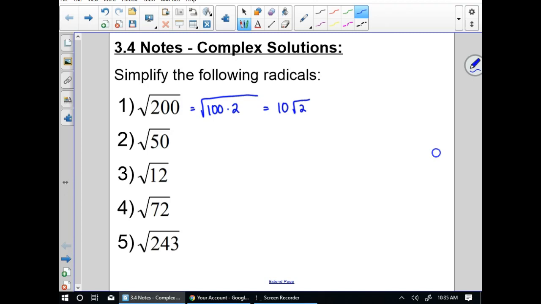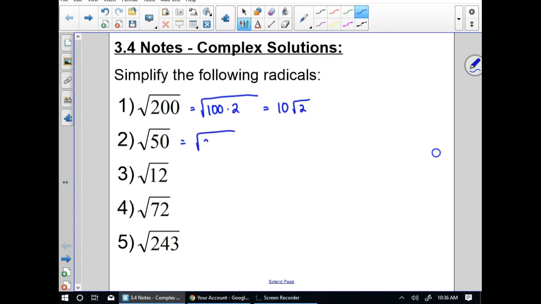Okay. For number 2, 50, I could break it down into 25 and 2 or 5 and 10. Is 5 and 10 going to help me? Can I take the square root of 5? Can I take the square root of 10? I cannot. So whenever you're looking to break these down, you're looking for perfect squares, numbers times themselves, right? So you're looking for 4, 9, 16, 25, 36, and so on.